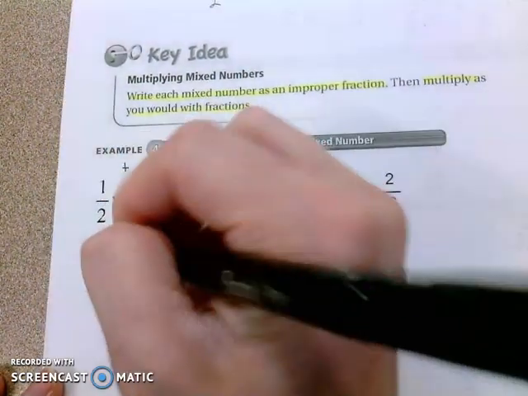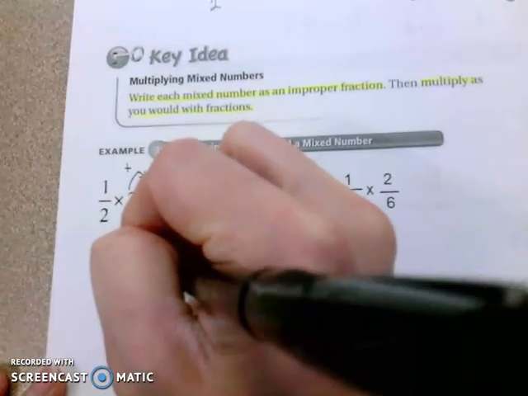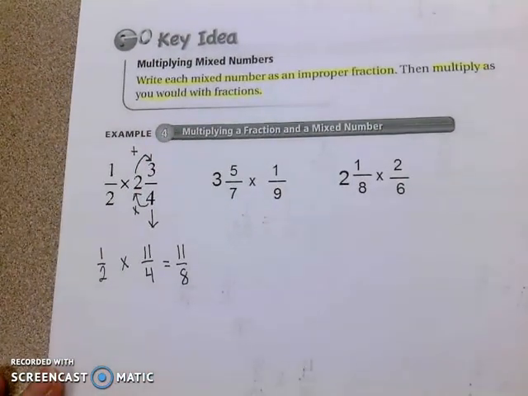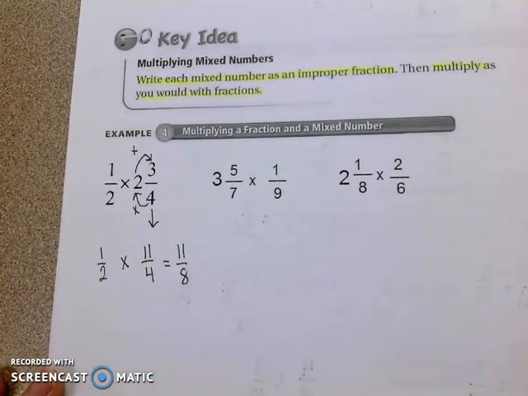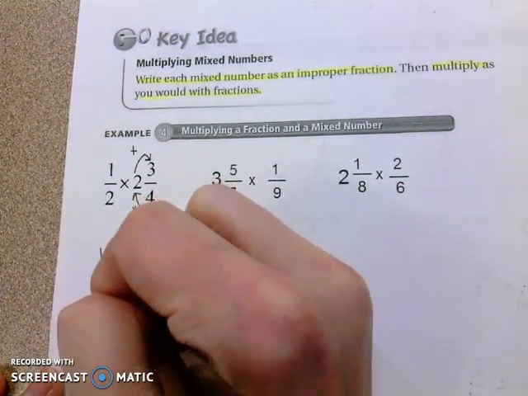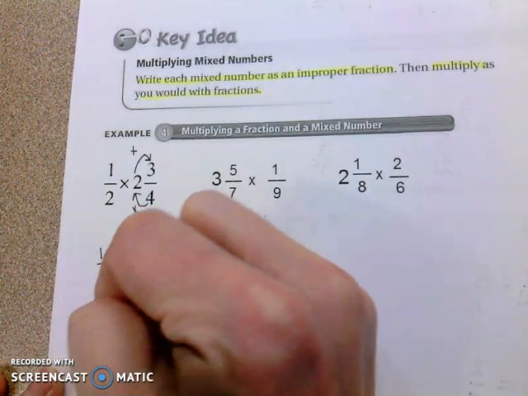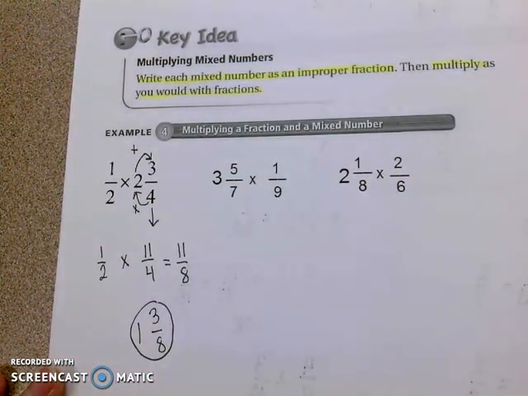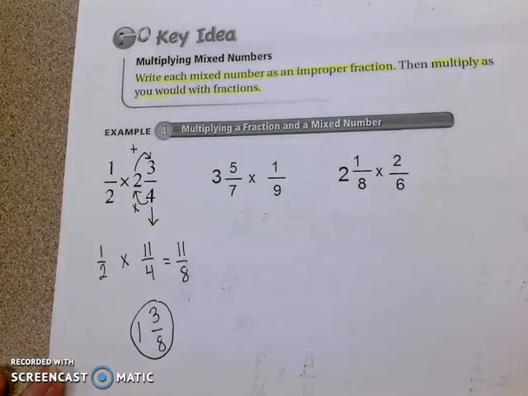So 11 times 1 and 4 times 2, which is 11 eighths. And then I want to go ahead and change that back to a mixed number. So 8 goes into 11 one time. There would be 3 left over. Let's go ahead and try another one.